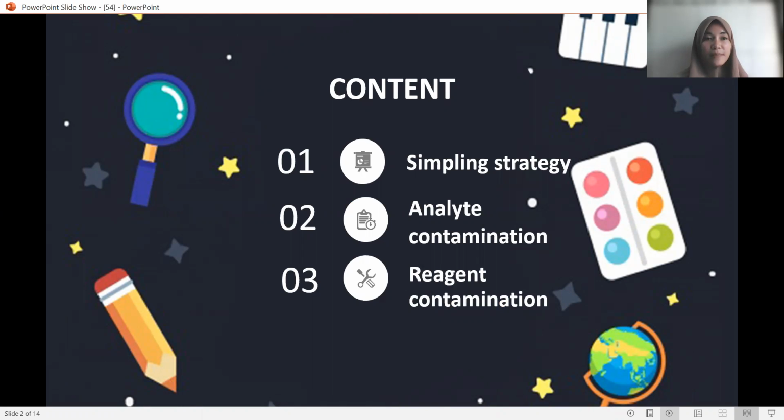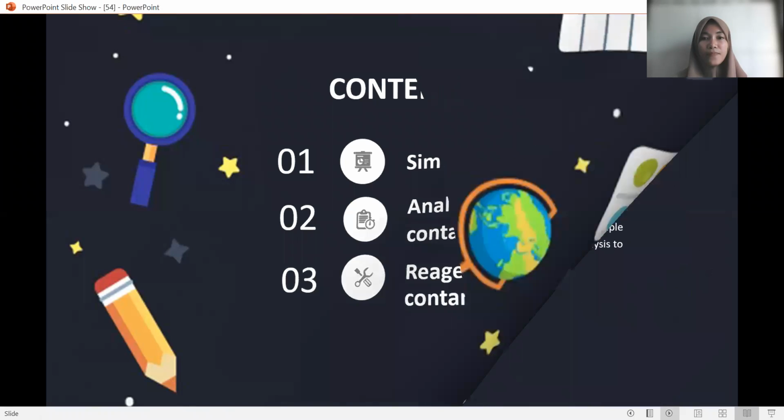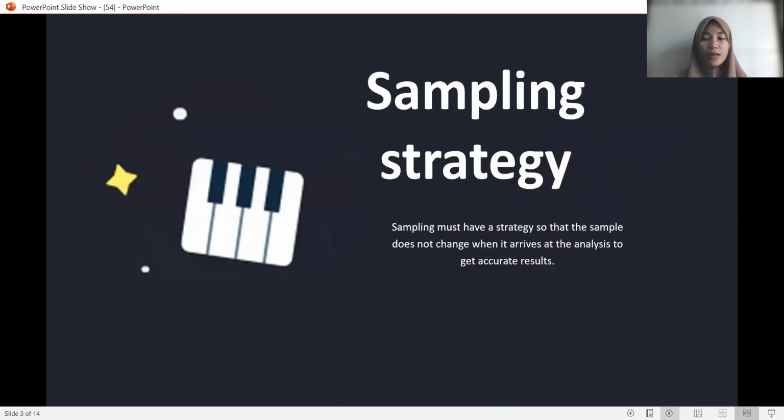Here I will explain first about sampling strategy, second about analyte contamination, and third about reagent contamination. And the first is sampling strategy.